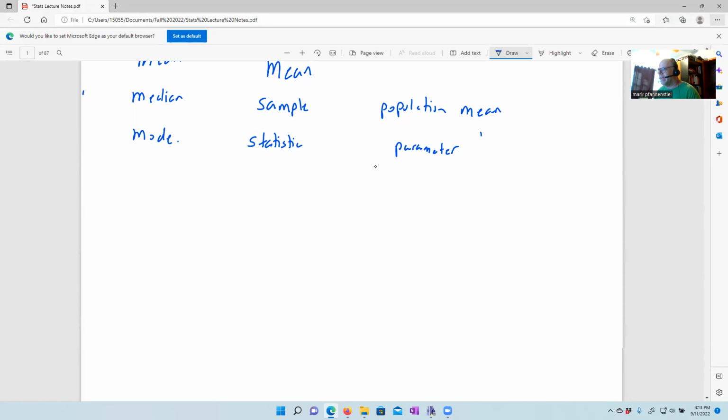We use different symbols to talk about this. For the sample mean, we use X bar. For the parameter, the population mean, we use mu. It's a Greek letter. The way I write mine is kind of a combination between an M and a U. I'm sure there are other people who have gone to school in Greece who have much better handwriting than I do, but that's what mu is.